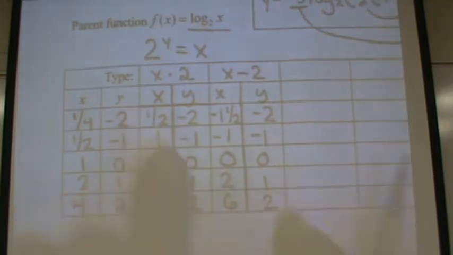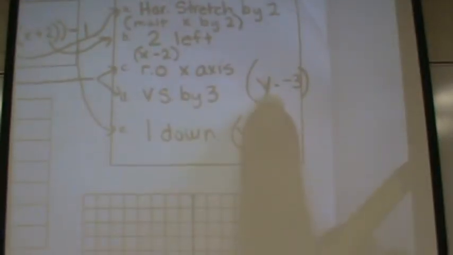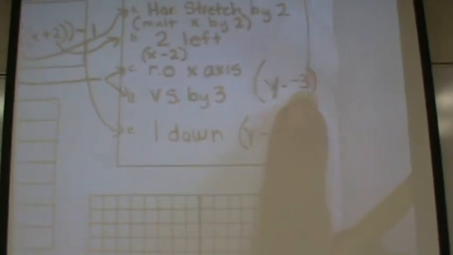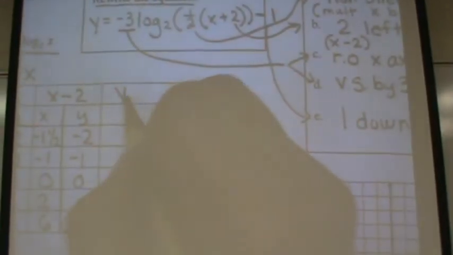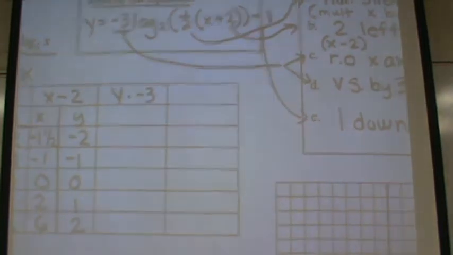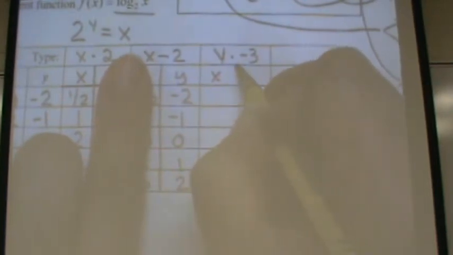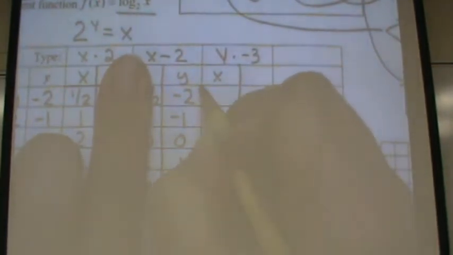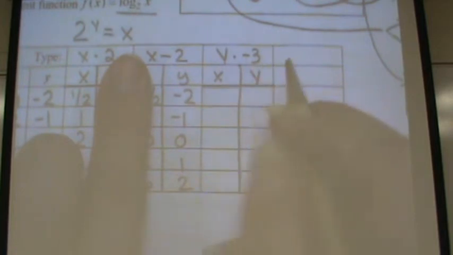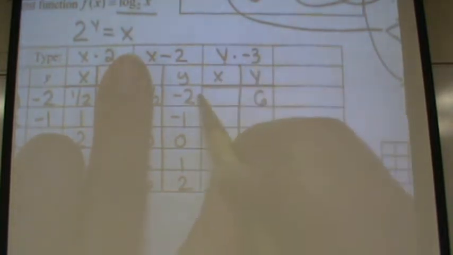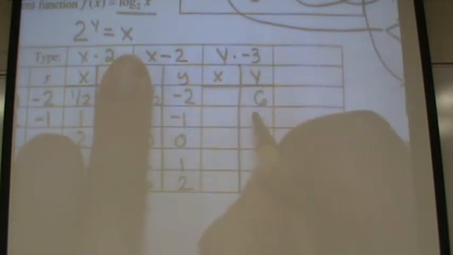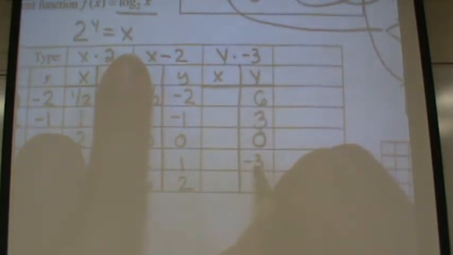Are you with me? Third step. I can do these two in one shot. I'm going to take all my y values in my chart and multiply them all by -3. What y values am I talking about? These ones right here. So -3 times -2 is 6. -3 times -1 is 3. And 0, -3, -6.